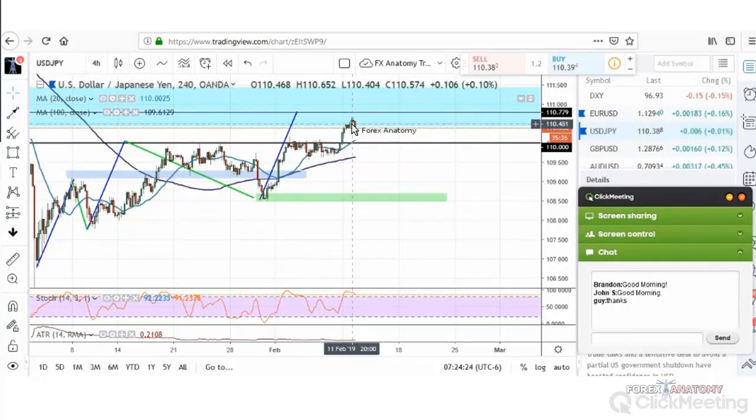And also, from an intermarket perspective, if you look at the futures and if you look at equities, you see that risk sentiment is positive. There's a tone of risk appetite, so that typically favors more upside in the US dollar versus Japanese yen. But we're not going to touch on that now. Yeah, that's just a little bit of intermarket analysis that we show to some of our private members.